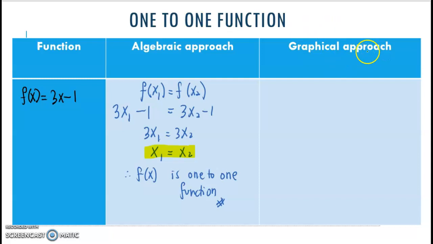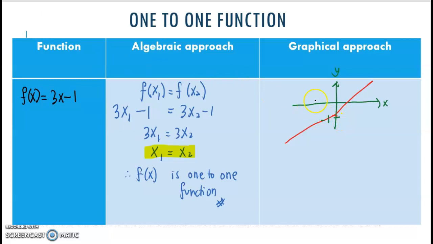For the graphical approach, we are going to sketch the graph. So we have 3x minus 1. Our gradient is positive, so our graph will be increasing. Negative 1 will be our y-intercept. So we have the x-axis and the y-axis. Okay, x equals 0, y equals negative 1. So our graph should be like this, touching at negative 1.